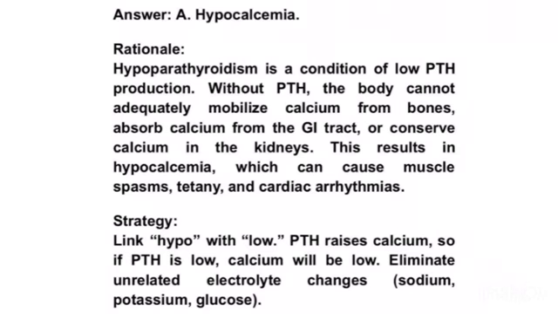Without PTH, the body cannot adequately mobilize calcium from bones, absorb calcium from the GI tract, or conserve calcium in the kidneys. This results in hypocalcemia, which can cause muscle spasms, tetany, and cardiac arrhythmias. Strategy: link hypo with low. PTH raises calcium, so if PTH is low, calcium will be low. Eliminate unrelated electrolyte changes: sodium, potassium, glucose.